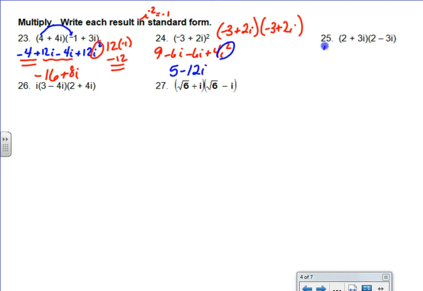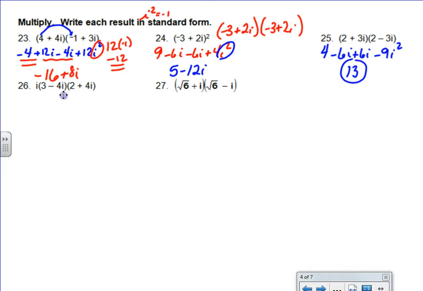25, 2 times 2 is 4. We have a negative 6i on the outside, a positive 6i on the inside. Those are going to cancel because what we just found was two, what they call complex conjugates, being multiplied together. The 6i and negative 6i will cancel. This becomes a positive 9 when you multiply it by the negative 1. So my final answer to that question is 13.